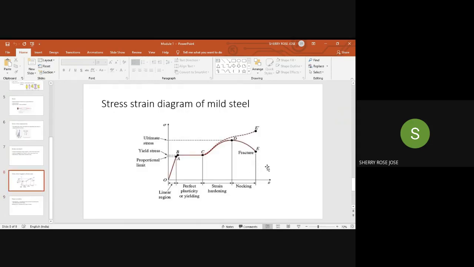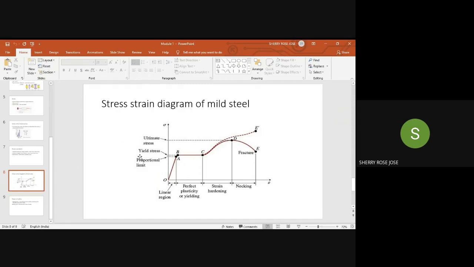Now we are moving on to the stress strain diagram of mild steel. This is the stress strain diagram of mild steel, and you are frequently asked in the university to draw the stress strain diagram and explain the various points of the stress strain diagram.